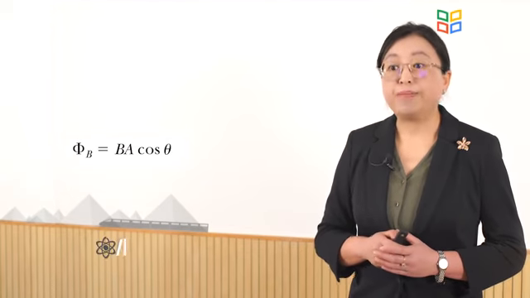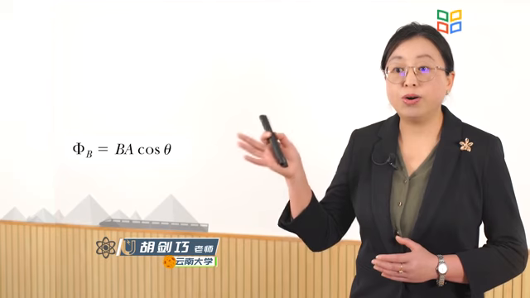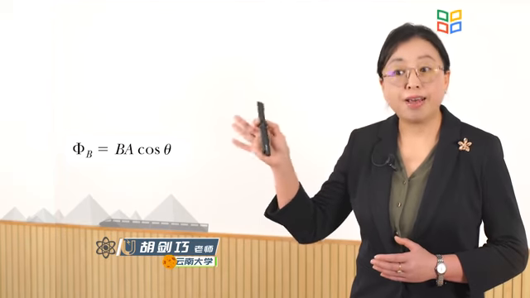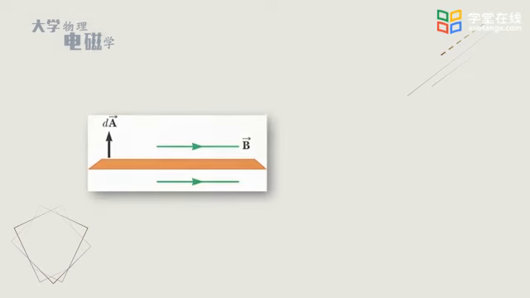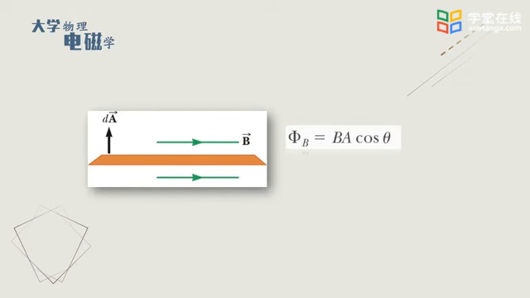We consider a special case where a plane of an area A is placed in a uniform field B. B makes angle theta with dA. The magnetic flux through the plane in this case is equal to BA cosine theta. If the magnetic field is parallel to the plane as shown in the figure, in other words, if the field is perpendicular to the normal to the surface, then theta equals 90 degrees and the flux through the plane is 0.